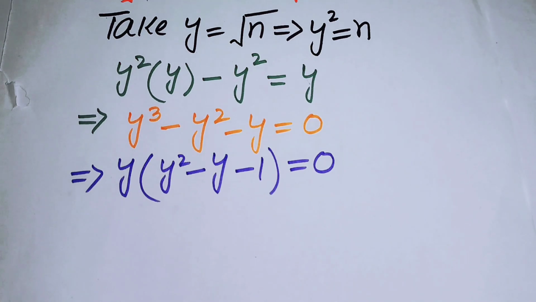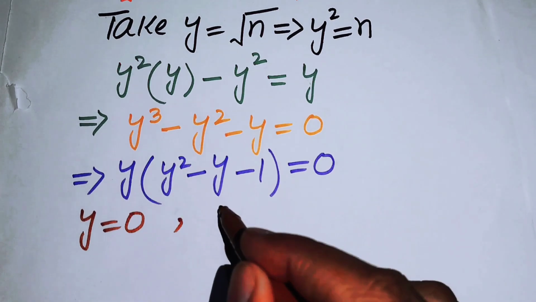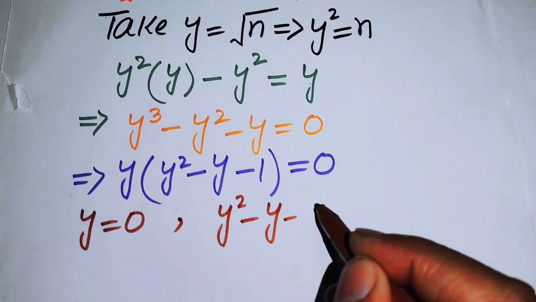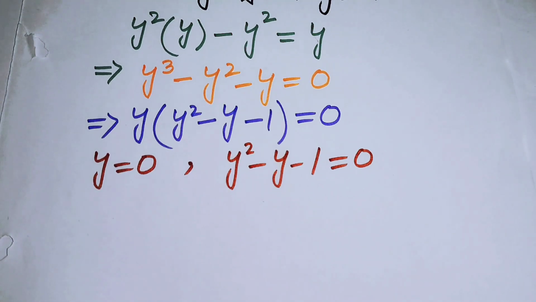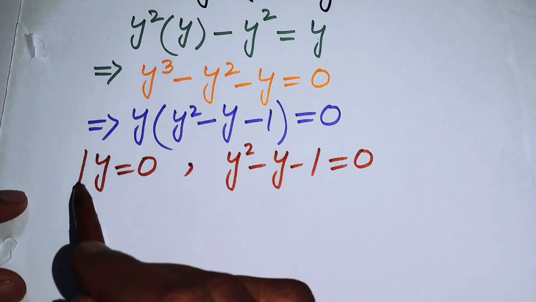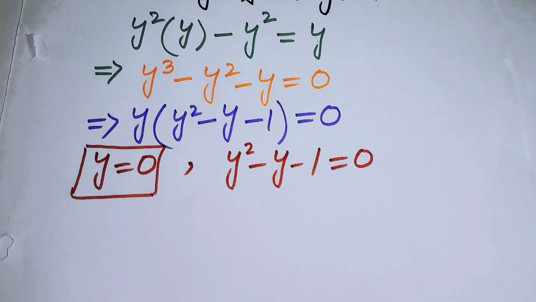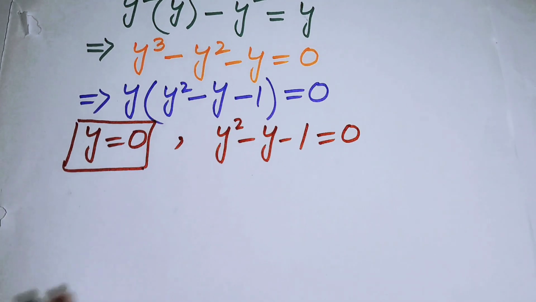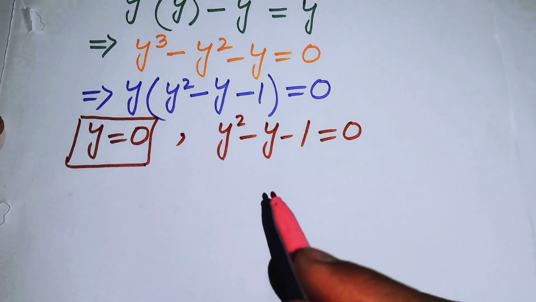So in the next step you will see here we have two cases. The first case is we write y equals 0, and the second case is we write y squared minus y minus 1 equals 0. So here you get the value of y. This is the first case, and now we again obtain the values of y from the second case. So we can solve this quadratic equation.